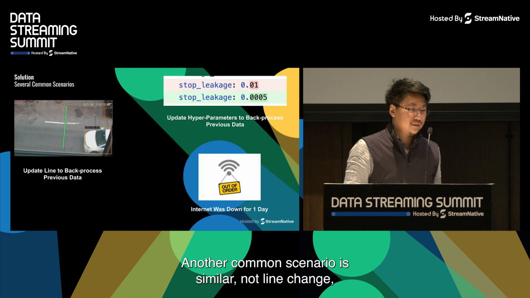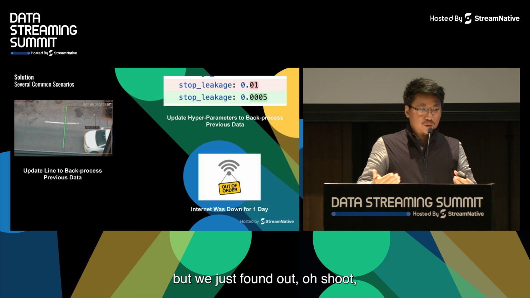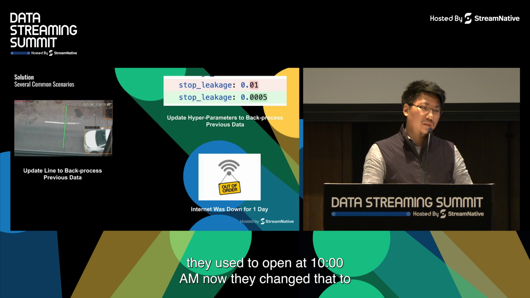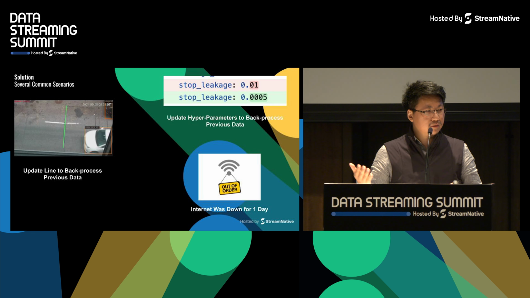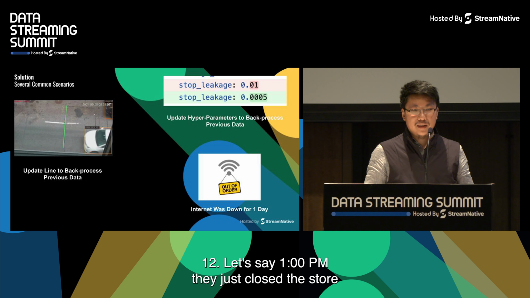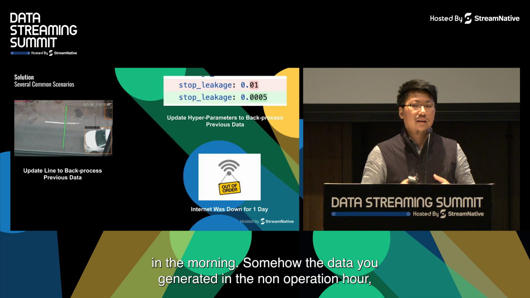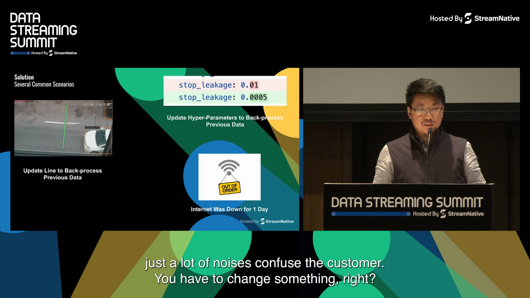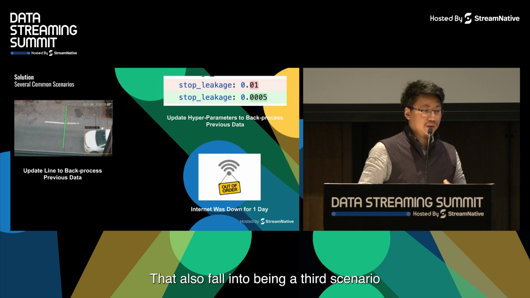Another common scenario is similar, not a line change, but you just found out, oh, shoot, some hyperparameter was wrong or needs to be updated. For example, they used to open at 10 a.m. Now they changed that to, let's say, 1 p.m. They just close the store in the morning. Somehow the data you generated in the non-operation hour is just a lot of noise, and it confuses the customer. You have to change something, right? That also falls into this bin.